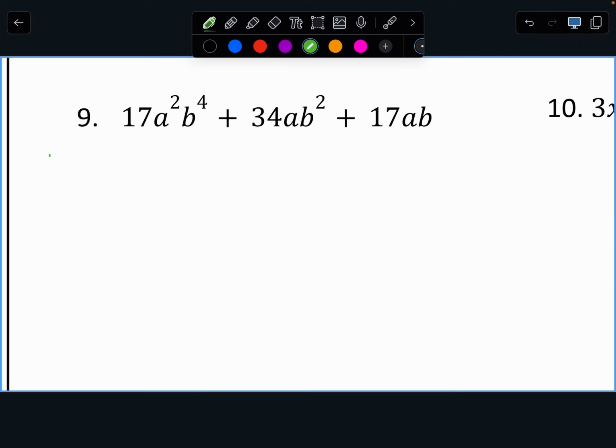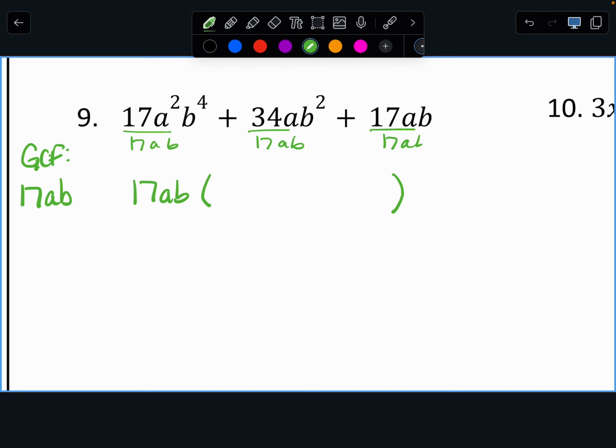So my greatest common factor is 17. What's the least number of A's? A. And the least number of B's? Just one B. So that's my greatest common factor. So then we put 17AB, some parentheses, so I have enough space here. And when I divide by 17AB all the way across, let's figure out what we're left with.